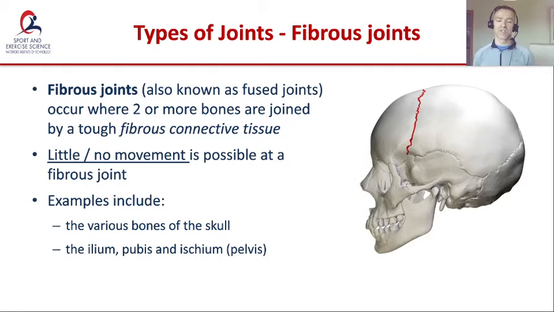So this occurs where two or more bones are joined together by a very, very tough fibrous connective tissue. The bones are essentially sutured together, they are fused together, and there is absolutely minimal movement available at a fibrous joint. They are so tightly bound together that there is essentially no movement available at a fibrous joint. So examples of these include the various bones of the skull, or the bones of the pelvis, the ilium, the ischium, and the pubis. So they are three individual bones that are fused together to form our pelvis, to form our hip bones.